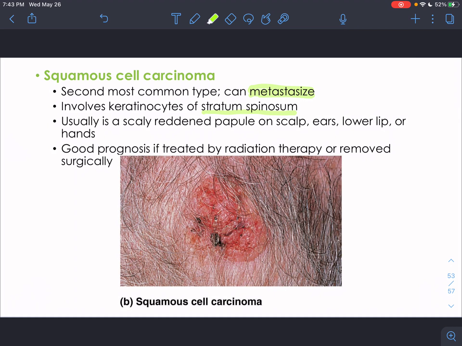It's usually a scaly, reddened area on the scalp, ears, lower lip, hands. There's a pretty good prognosis if it's treated. Usually it's removed surgically, or you can get radiation therapy. So it's going to be really scaly looking, red, kind of look very irritated.